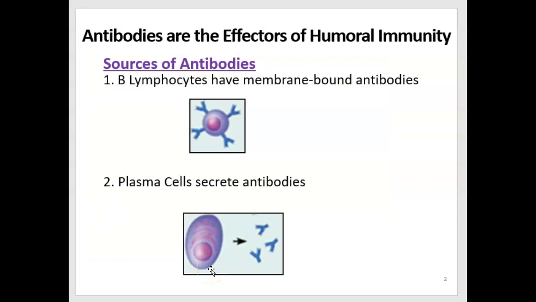So humoral immunity involves antibodies as the effectors, or the ammunition, of humoral immunity. And there are two sources of antibodies. They're proteins found on the membrane of B lymphocytes, or secreted in soluble form by plasma cells. And as I mentioned previously, plasma cells are formed from, or differentiated from, a B lymphocyte, and we're going to talk about that next.